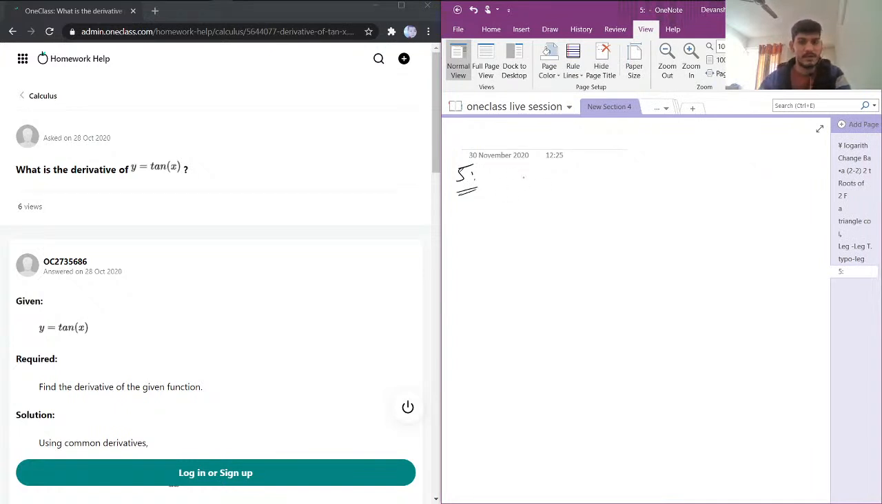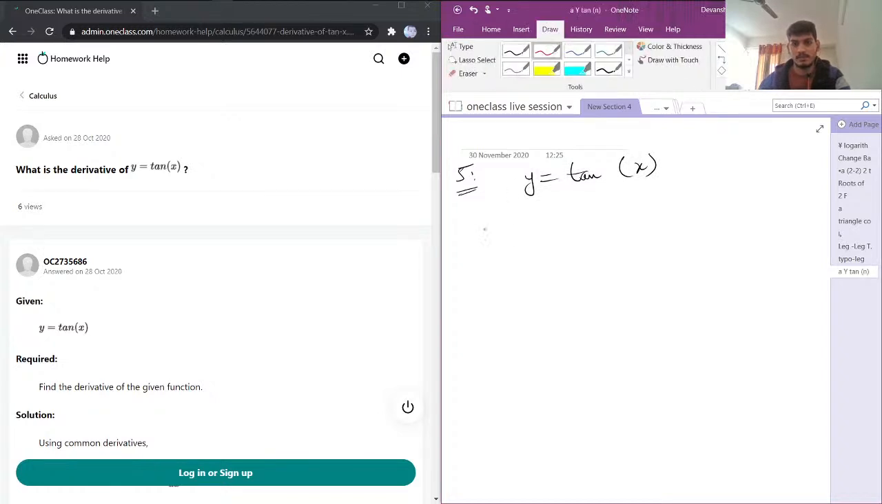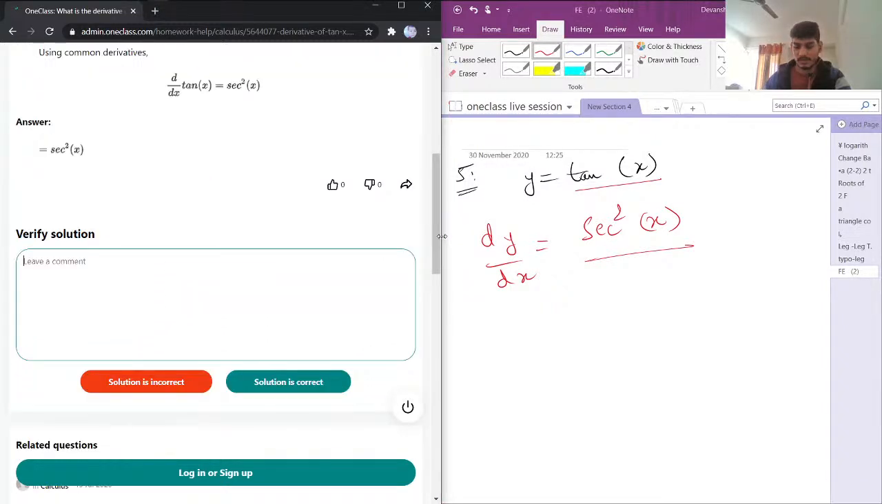What is the derivative of y equal to tangent of x? So this is very simple. dy by dx will be equal to secant square of x, because the derivative of tangent of x is secant square x.